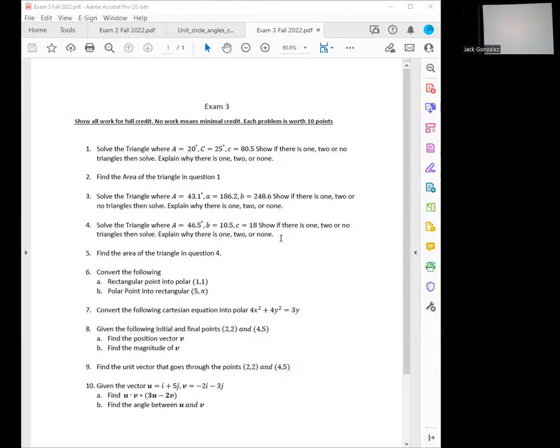4 is a law of cosine, so it'll have 1 triangle. And you can also prove these things, explain why there's 1, 2, or none. Once you find it, you do the area. If there was no triangle, then you would not be able to find area. So if that happened, you just say no area or undefined, right? So first 4, 5 is hopefully not too bad.